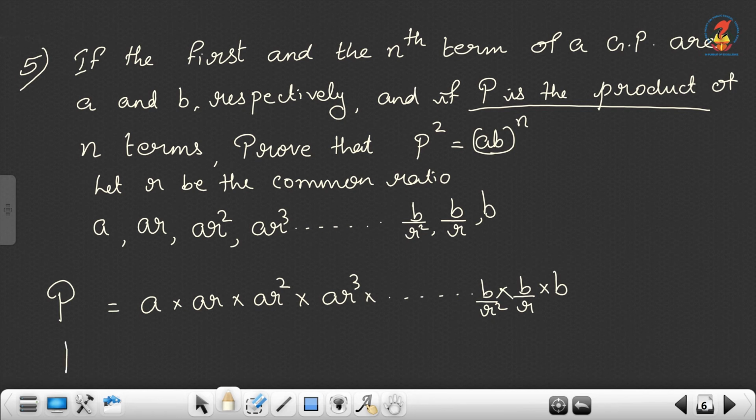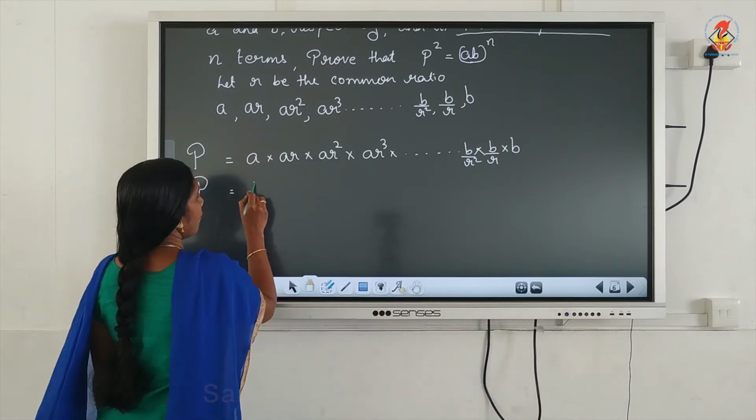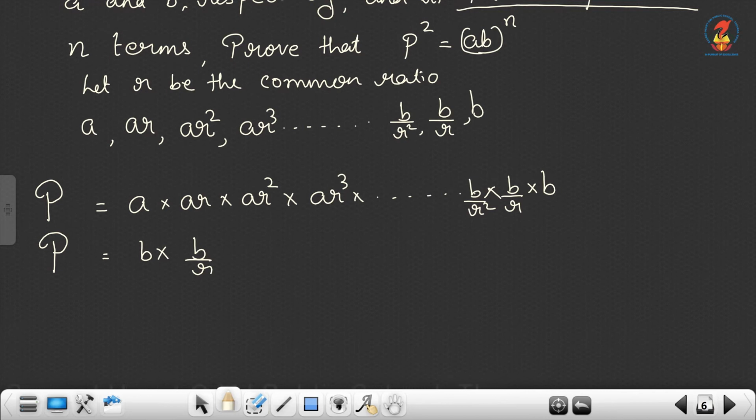Now we again write another P. This P we write from the back. Okay. So P is the product of this. The same P I can write from here. B as the first term. Okay. Then B by R. Just write in opposite way. B by R square, B by R cube, etc., etc. So the last term is A. Just write in opposite order.